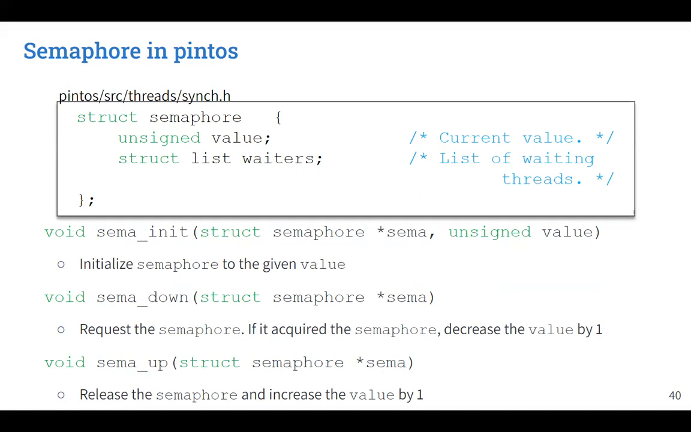Semaphores in Pintos right now: the struct semaphore has 2 values, unsigned value and struct list waiters. So value is the current value of the semaphore, and waiters is a list of waiting threads. So there are 3 functions that deal with semaphores. There's sema_init, which initializes the semaphore to a given value, sema_down, which requests the semaphore, and if the semaphore is acquired, it decreases the value by 1, and sema_up releases the semaphore and increases the value by 1.